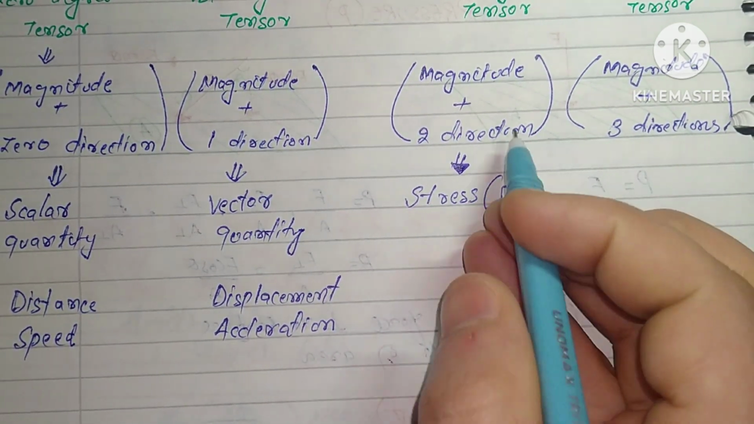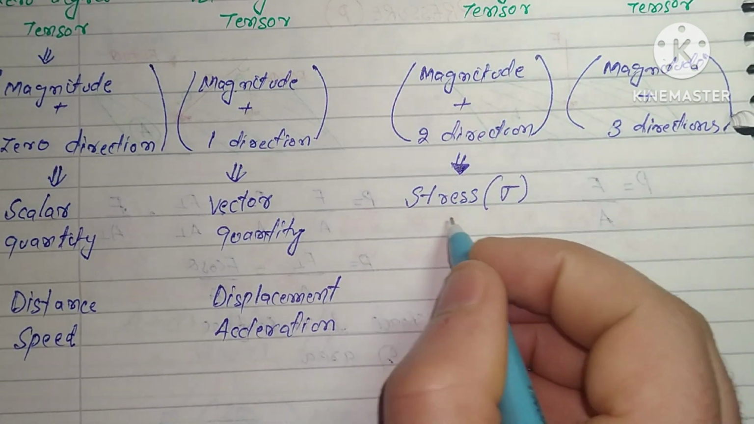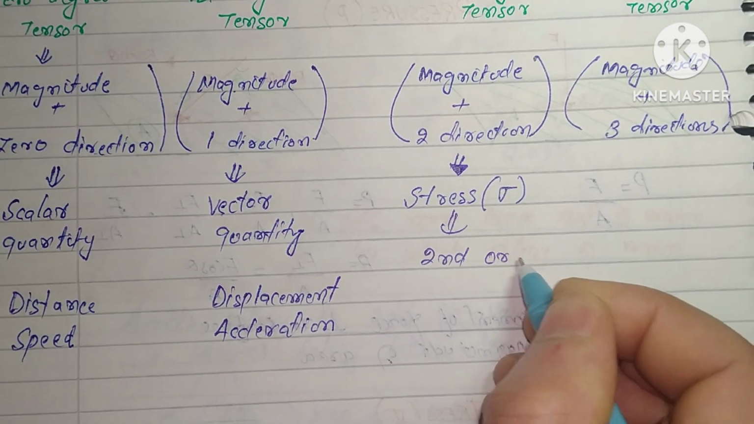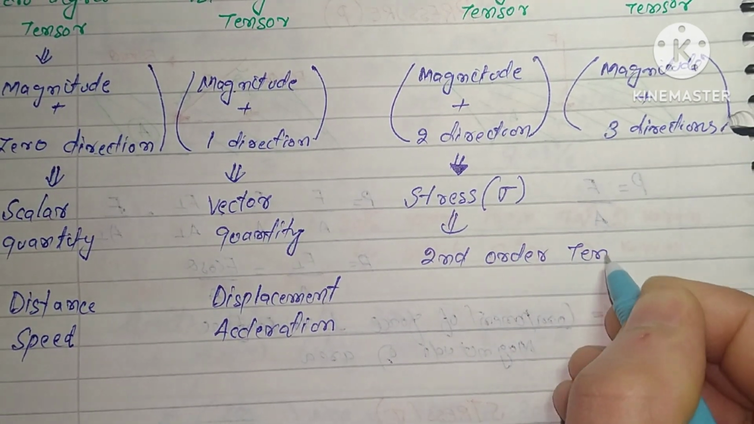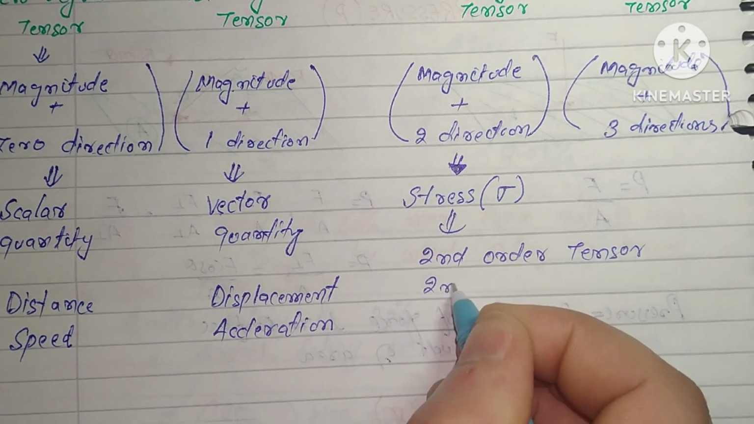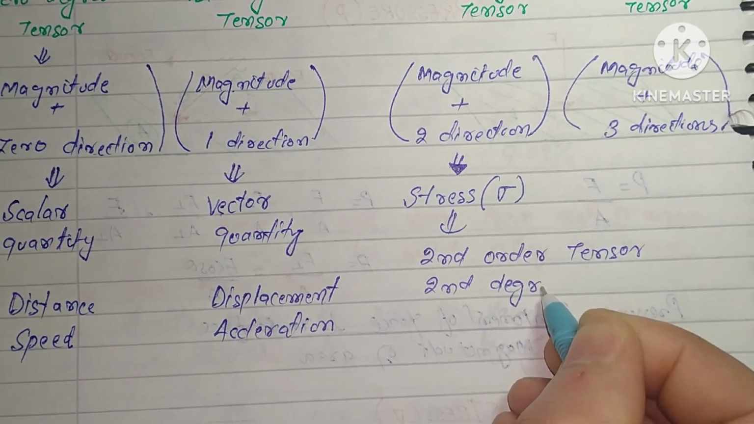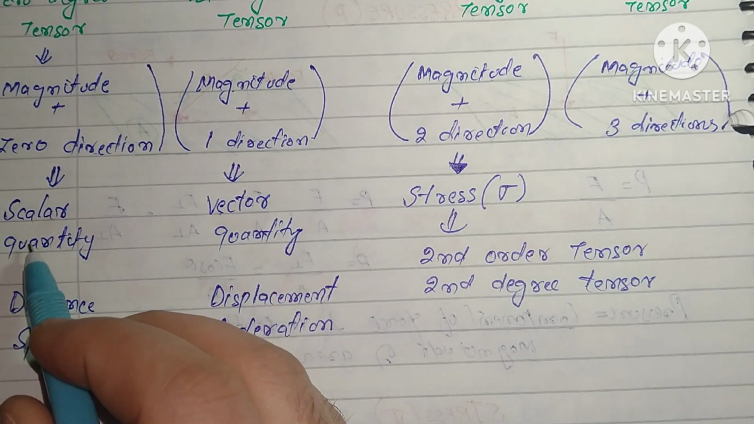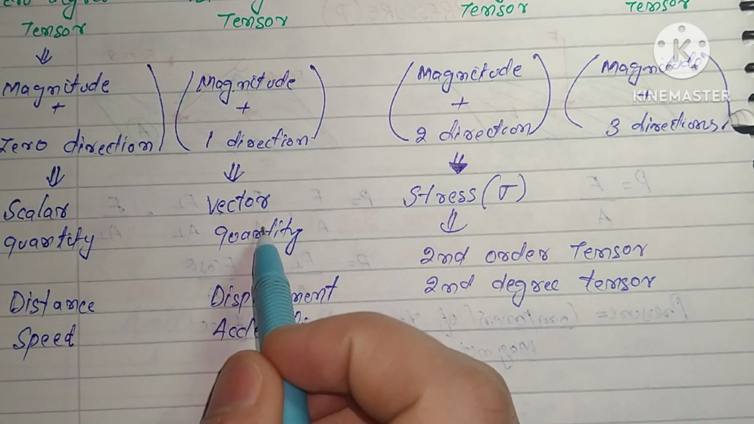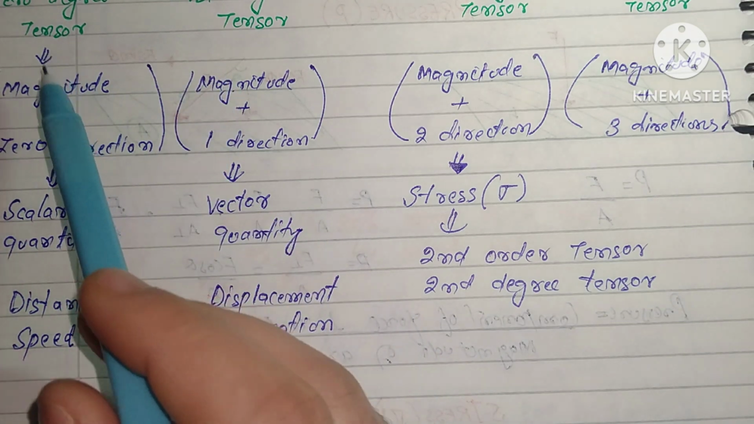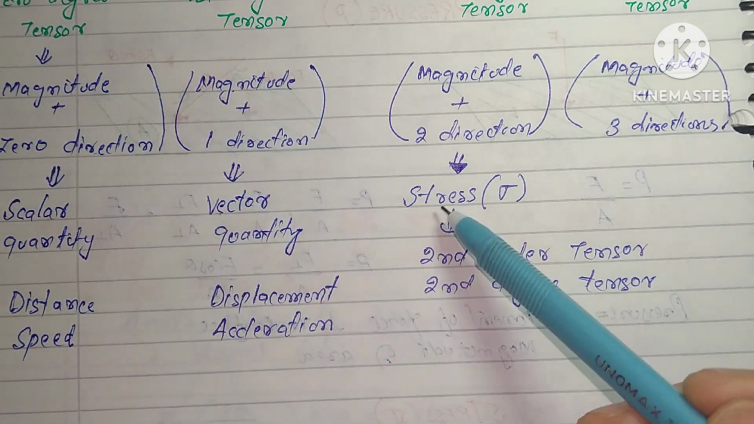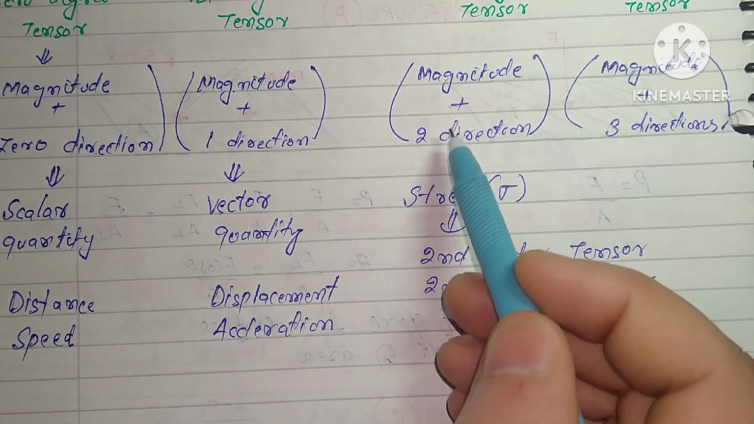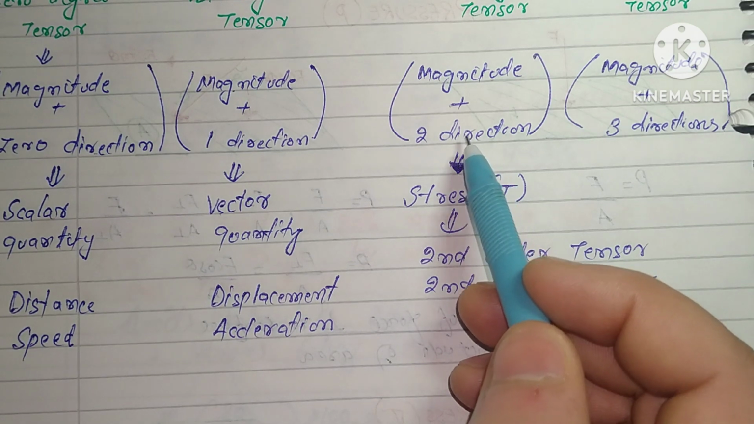Now we will discuss the stress. So stress is a second order tensor, or second degree tensor. It is neither a vector quantity nor a scalar quantity. Scalar and vector both are tensors. Scalar is 0 order tensor and vector is first order tensor, but stress is a second order tensor because we have to mention two directions for defining the state of stress.